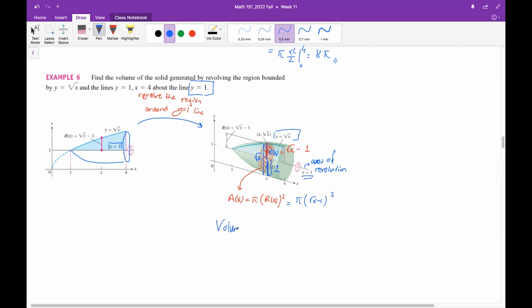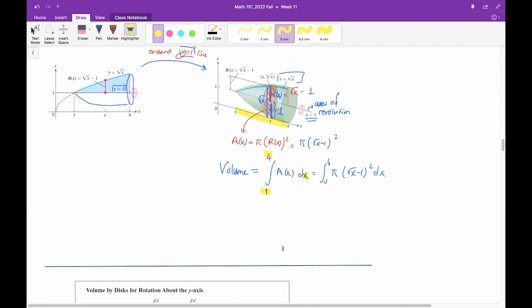Okay, then the volume of this solid object obtained by revolving this region around the y equals 1 line is given by this definite integral. From where to where? Again, you look at the x coordinate to find the boundaries for x. So from 0 to 4, we are integrating this. Sorry, this is not 0, but 1. From 1 to 4 on the x-axis is the interval of integration.